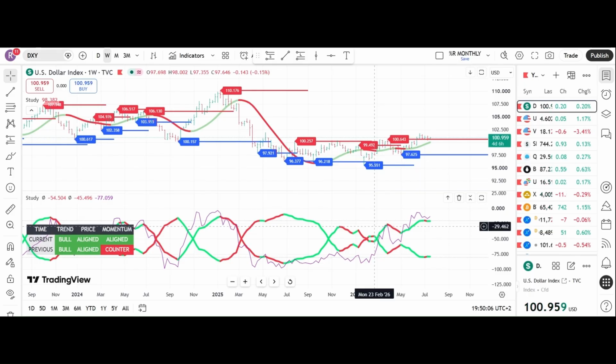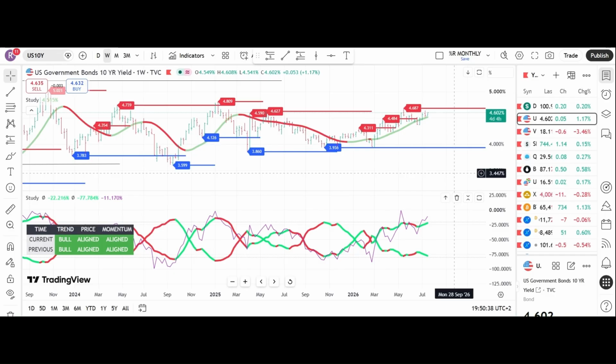So let's start with the US dollar. And we can see that the trend is upward. It's in a bull phase. Price is above the trend. And the momentum has now also aligned with the trend. It's moving to this resistance at 100.643. So the dollar continuing upwards.